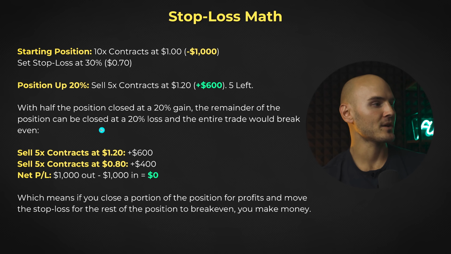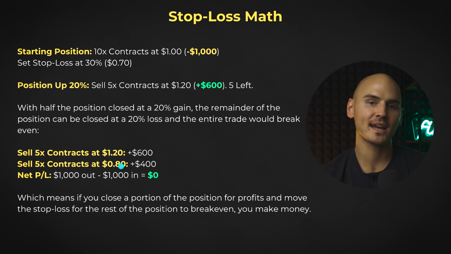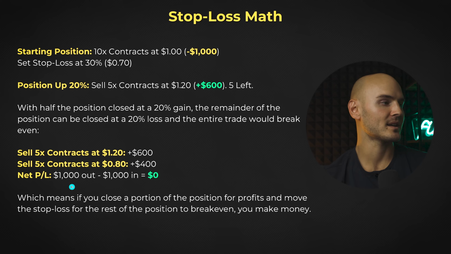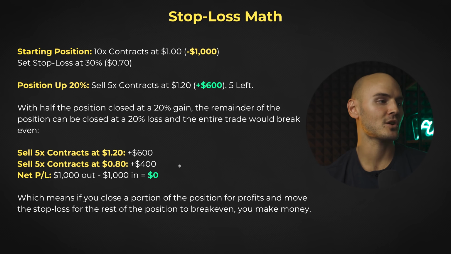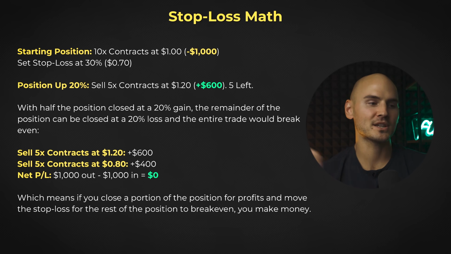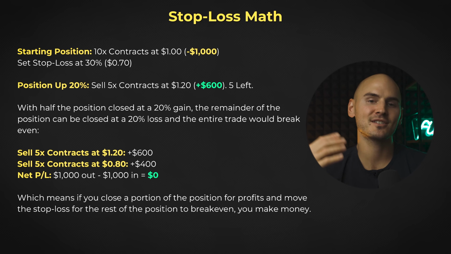For example, if we sell 5 contracts at $1.20 or a 20% gain, then we will take in $600. But if the trade starts moving against us and then we sell the remainder of the contracts at 80 cents or a 20% loss from our entry point, then we will have taken a total of $1,000 into our account. Initially, we paid out $1,000, so we make $0 on the trade. This means that if you close a portion of the trade for profits and then the position goes back to your entry price and you close the remainder of it for your entry price, you're going to end up making money on that trade.